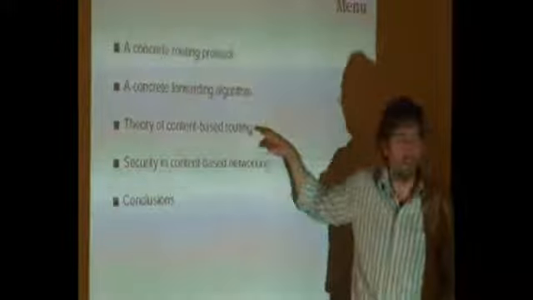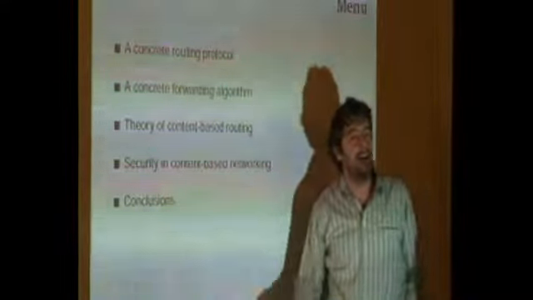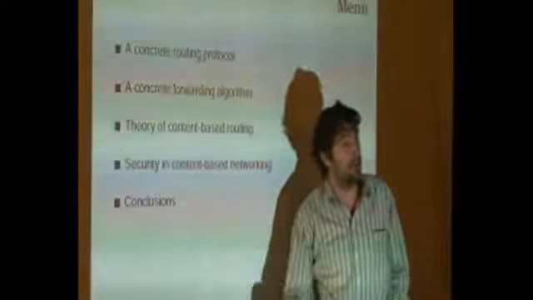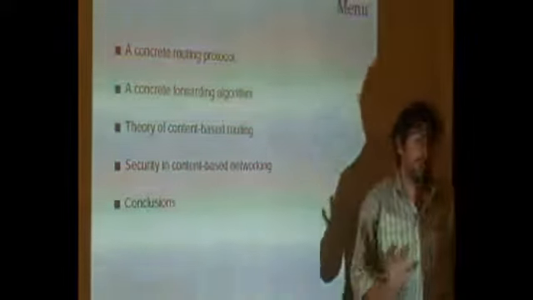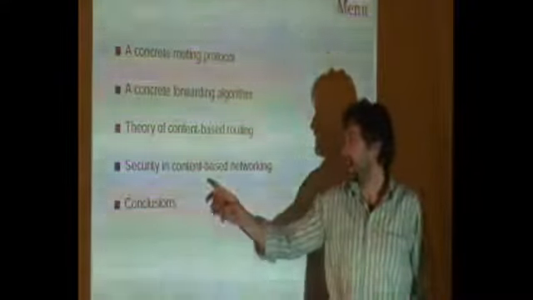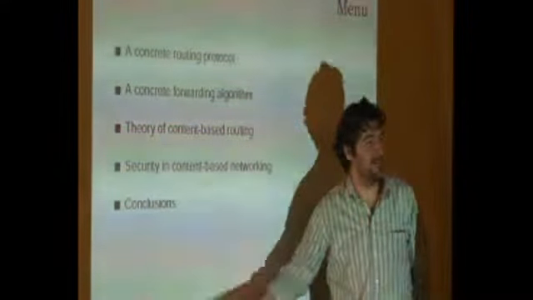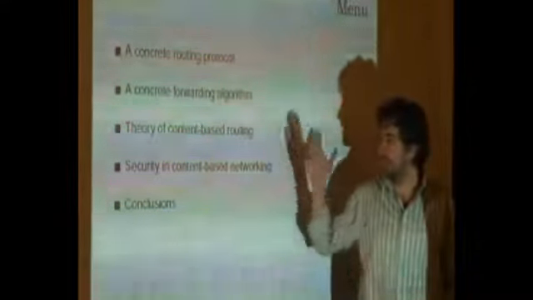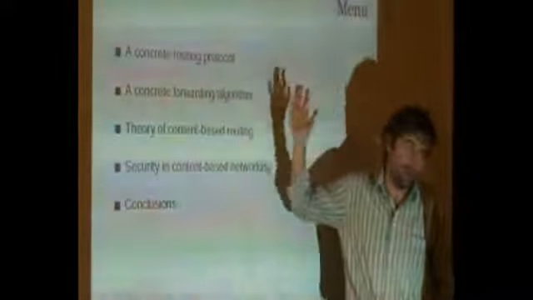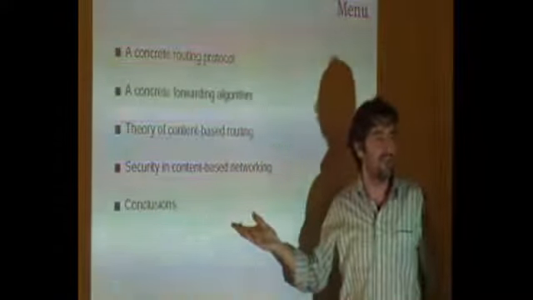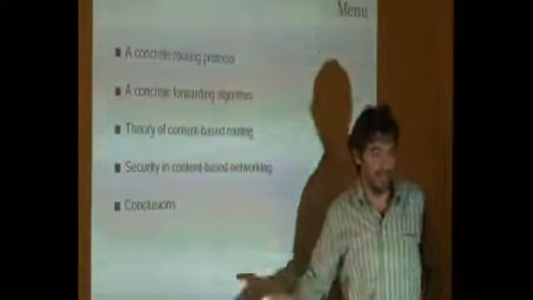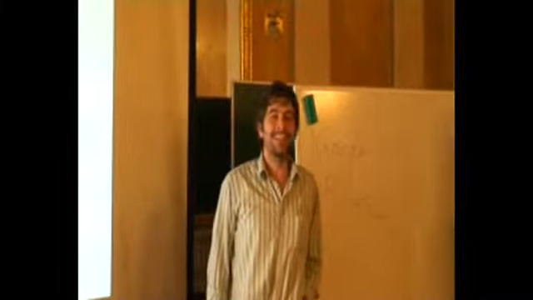I've been doing a lot of work recently on the theory of content-based routing, how you model the network, how you compute complexity bounds, not lower bounds. Those are tough to find. And security, also, how to do that. I didn't want to go through all of them, so I wanted to let you choose which one you're most interested in, and then I can go through it. The watch says that we have 10 minutes. Half an hour.